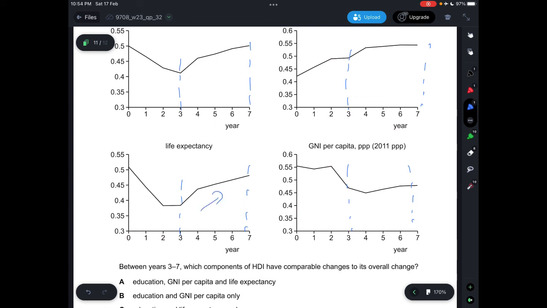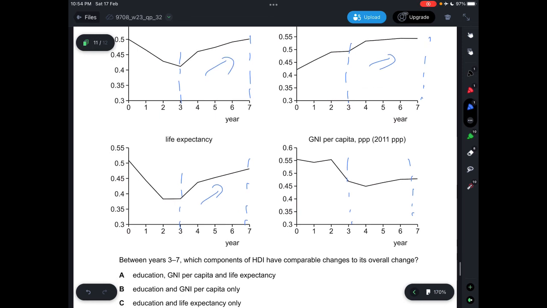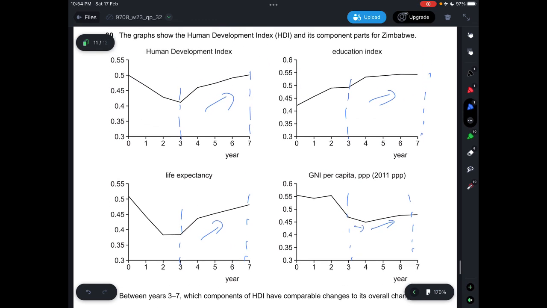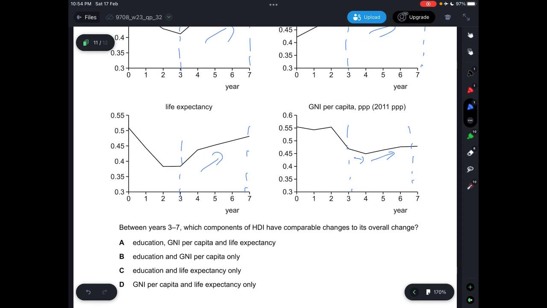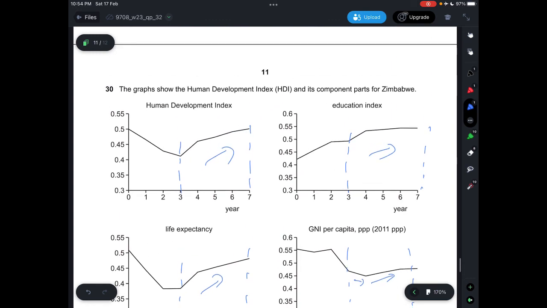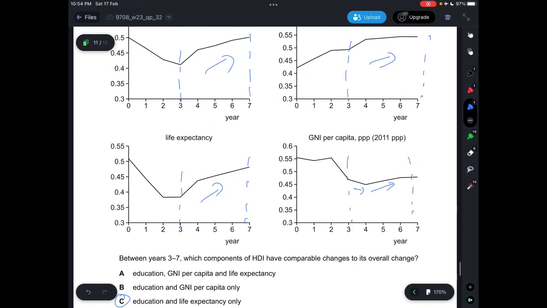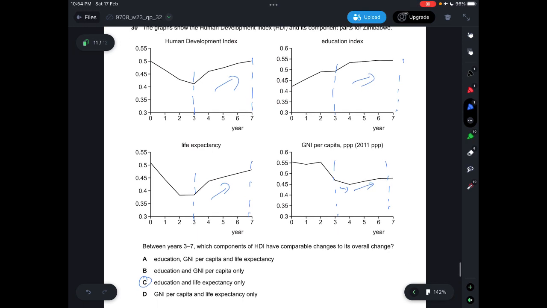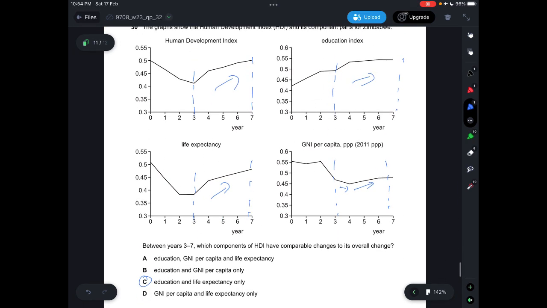So there is a decent increase. But then if you look at GNI per capita, you can see that it dropped and then it slightly increased. So if you were to compare the components of HDI that have comparable changes to its overall changes, it would have to be life expectancy and also education index. So the answer here would have to be C. Reason why GNI is not correct is because, like what I mentioned, you can see there's a drop instead of an increase, and only a slight increase from 0.45 to 0.47, something like that. All the others are all increasing instead of decreasing. So answer is C.